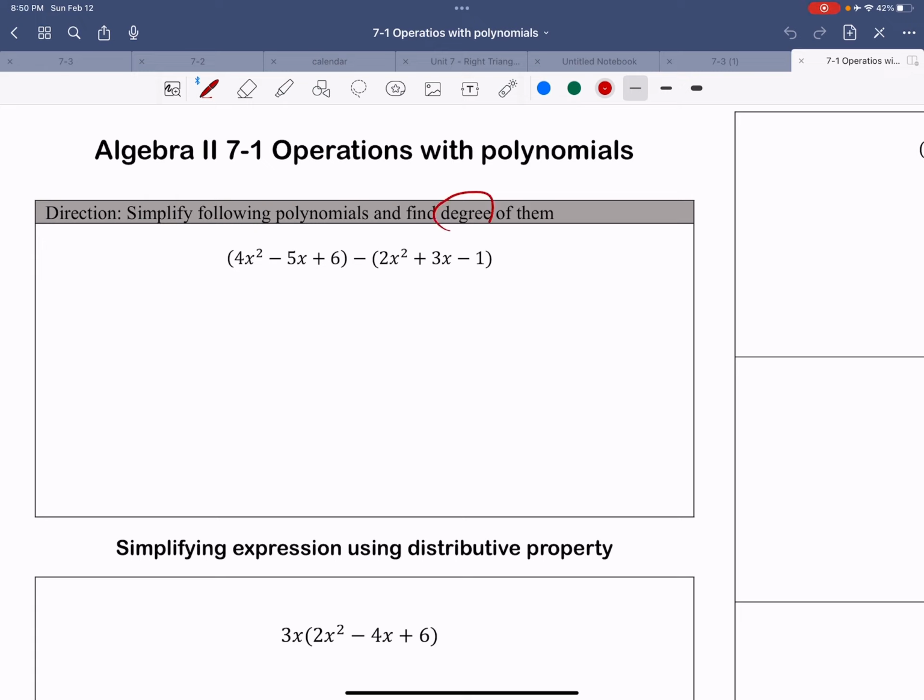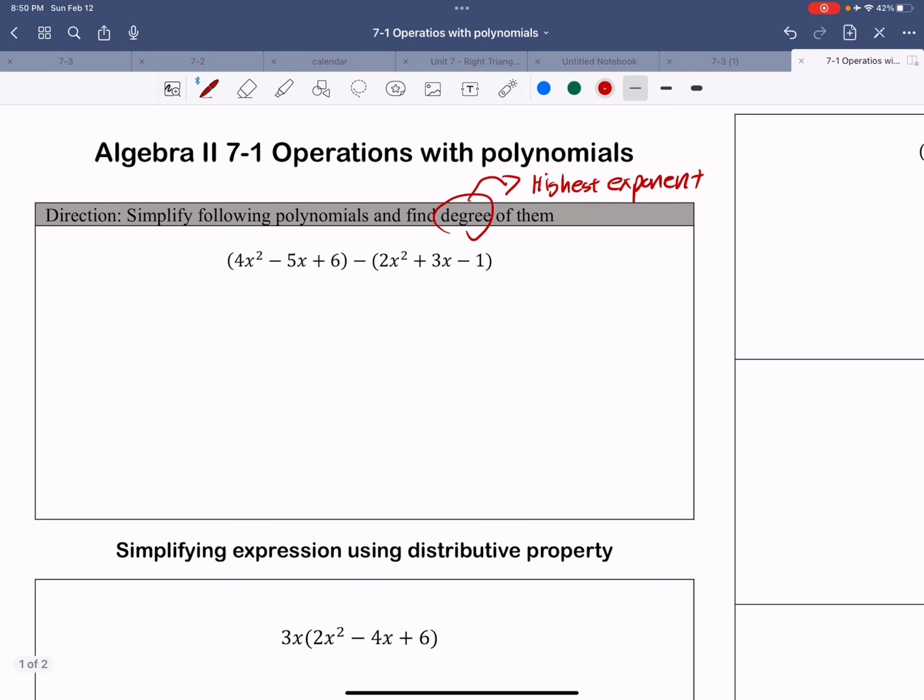And what you have to know is the degree is the highest exponent of the polynomial, okay? And you cannot really tell the degree until you actually simplify all of this. So let's do this. First, we gotta get rid of this parenthesis. And what matters is the number in front of this. This one does not have anything else, so I can just drop it down. 4x squared minus 5x plus 6.